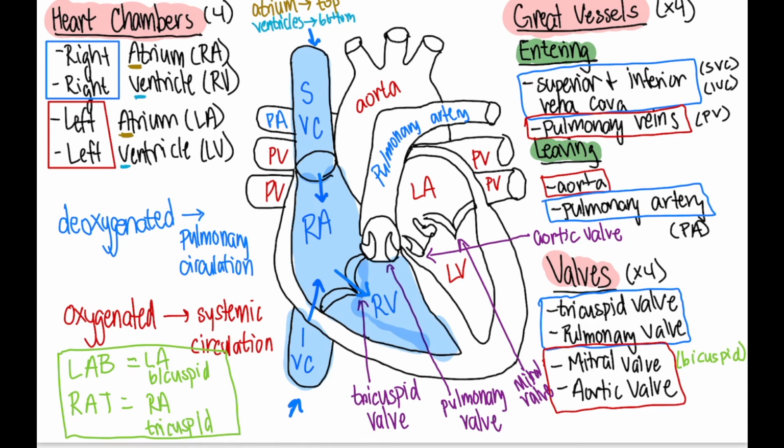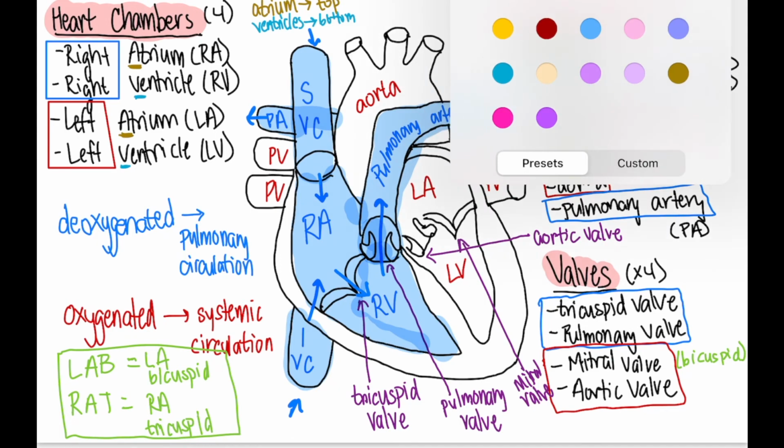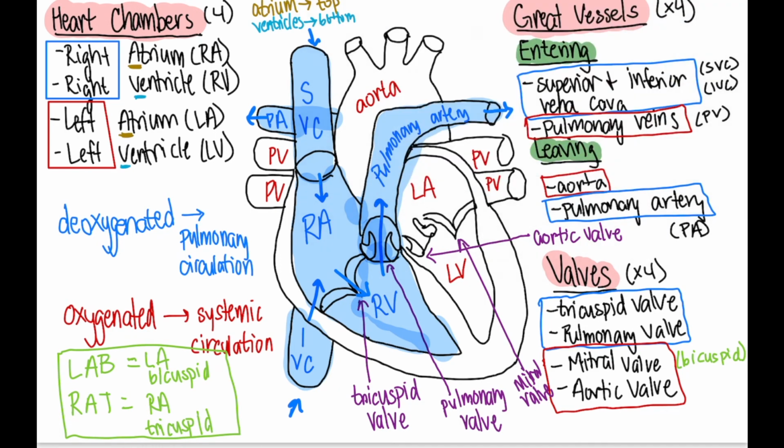This deoxygenated blood will then go through the pulmonary valve and travel through the pulmonary artery. Once it gets to the pulmonary artery, this deoxygenated blood is going to the lungs, that way it can become oxygenated. So once it gets to the lungs, it's going to then go to the capillaries. It will become oxygenated, and once it's oxygenated, it's going to come back to the heart through the pulmonary veins.